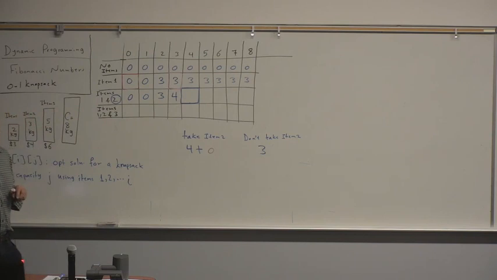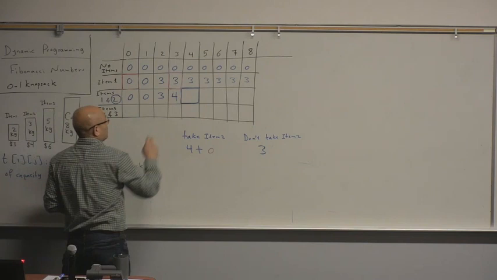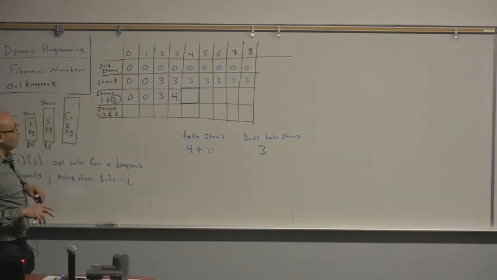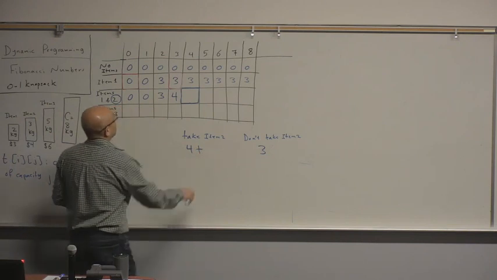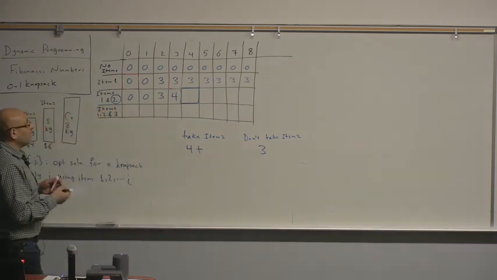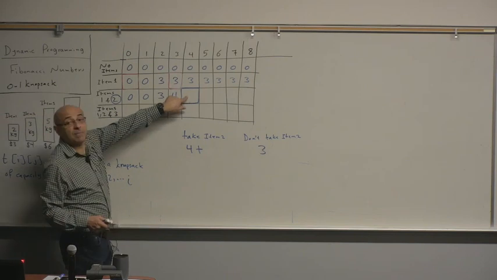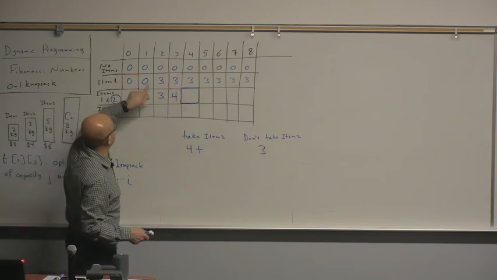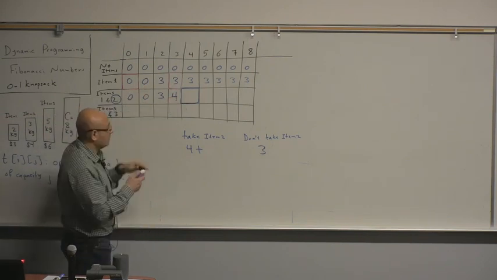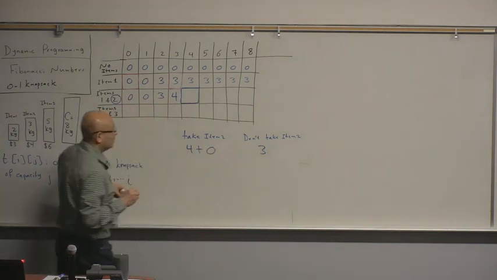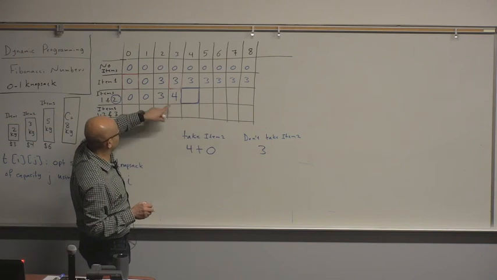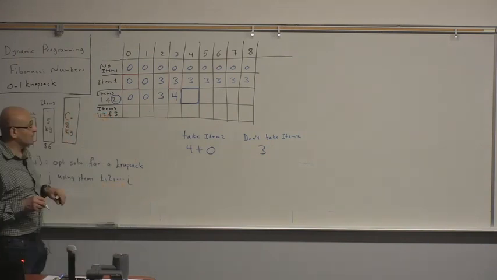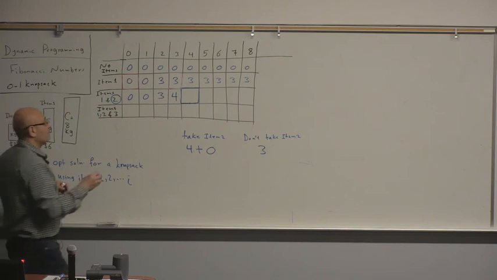Okay, so this is the idea. Now when I get to a capacity of 4, again, I have the option of taking item 2. If I take it, I will get 4 plus what I can fit with a capacity of 1, which is still 0. So it's still 4 plus 0. And if I don't take it, I will still get a 3, because that's the previous solution. And again, 4 is better than 3.